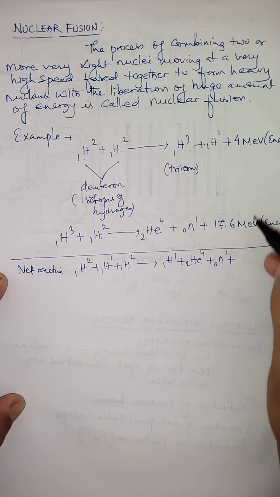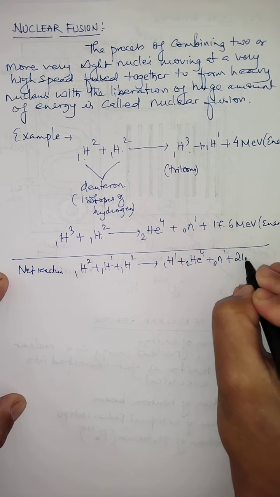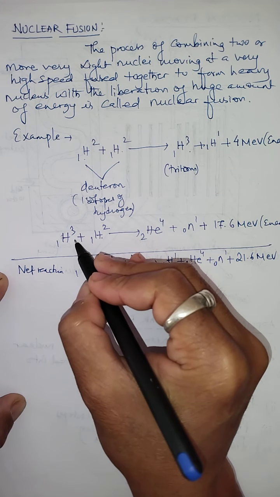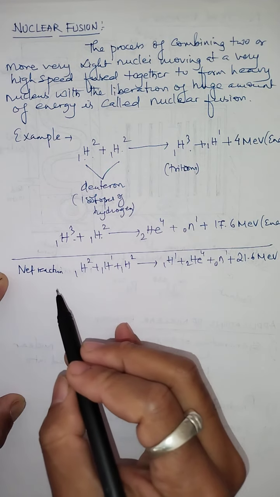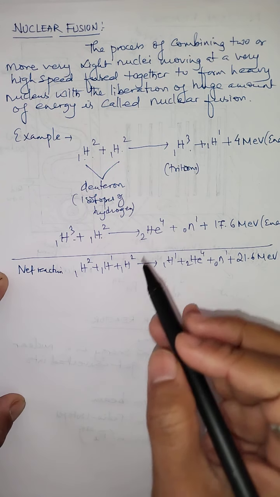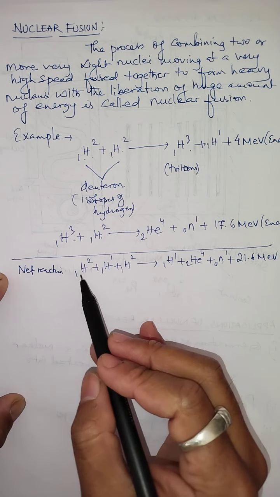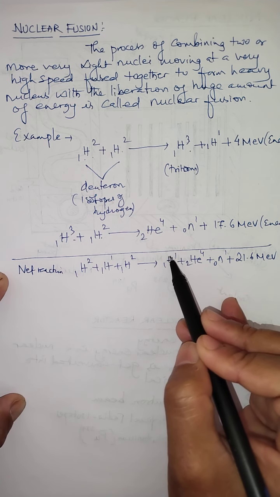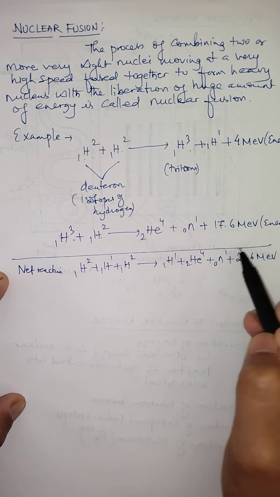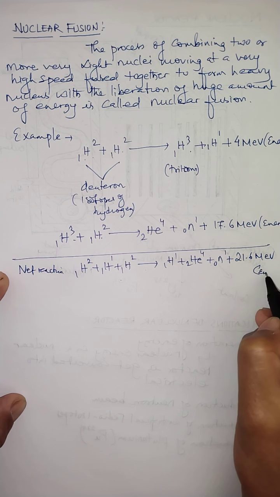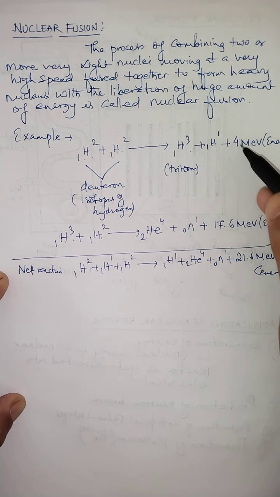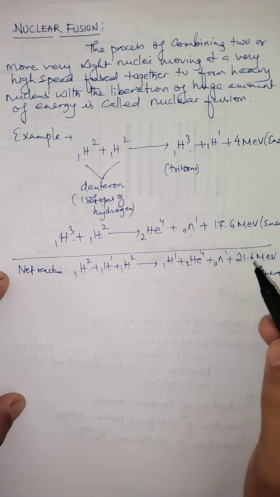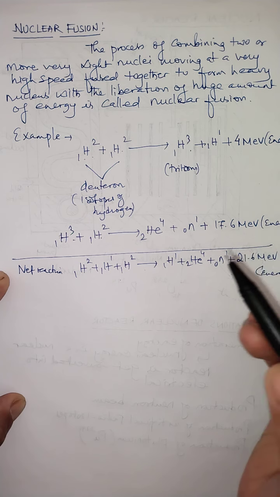Along with that, the total energy which is liberated will be 21.6 mega electron volt, because the tritium simply cancels out. So the net reaction that can occur under this example of nuclear fusion is the fusion of 3 deuterium atoms combined to form helium, a hydrogen atom and a neutron, and energy is liberated. If you add these two, it will be 21.6 mega electron volt. So the total energy of 21.6 mega electron volt gets liberated.